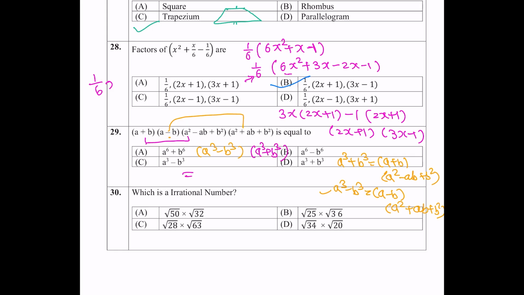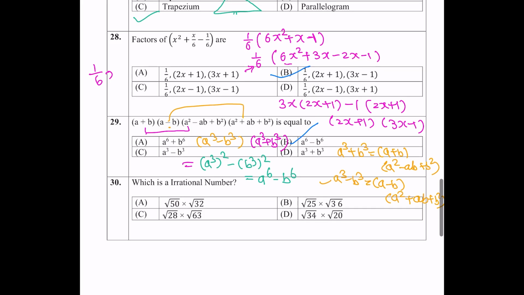Now here you can assume a cube as x and b cube as y. So x minus y into x plus y is x square minus y square. So we can write this as a cube whole square minus b cube whole square. So this is equal to a raised to the power 6 minus b raised to the power 6. If you check, option B is the correct one.